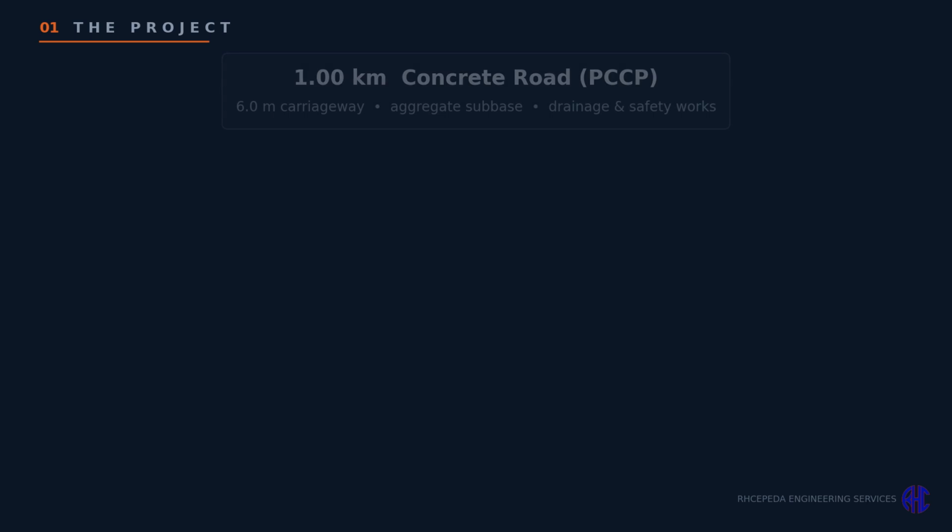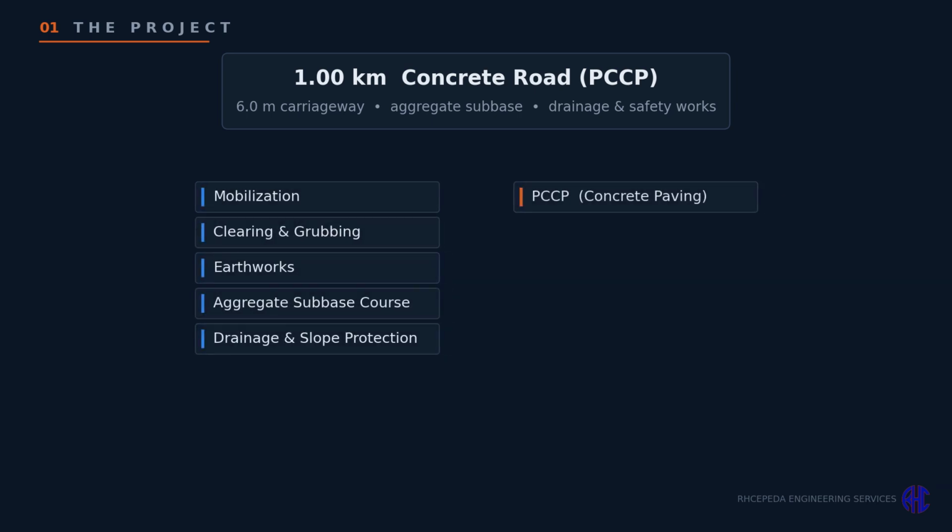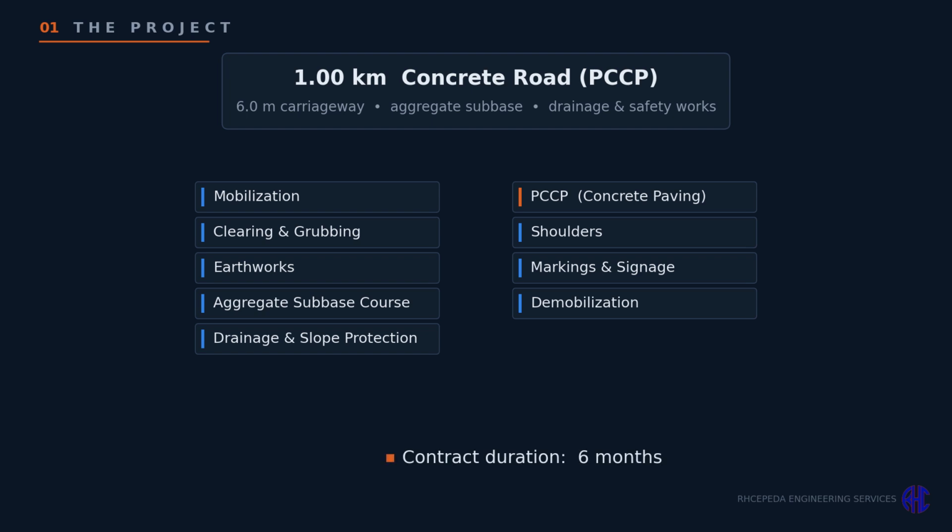Our example is a 1-kilometer concrete road, Portland cement concrete pavement on aggregate subbase, with drainage, shoulders and road safety works. Following DPWH practice, the scope breaks down into 9 activities, from mobilization, through earthworks, subbase, and paving, all the way to markings and demobilization. The contract duration is 6 months.